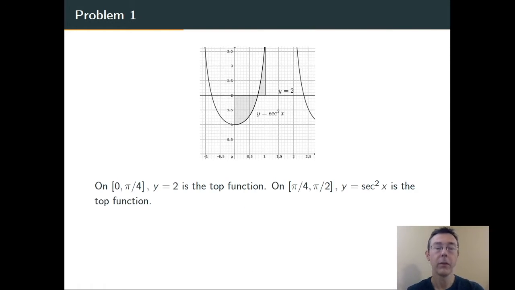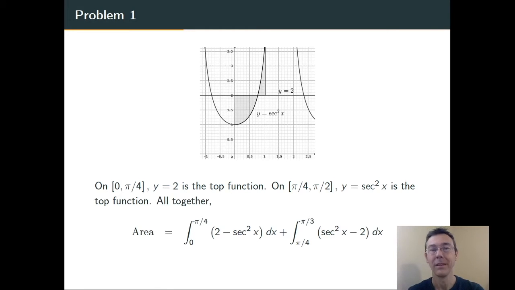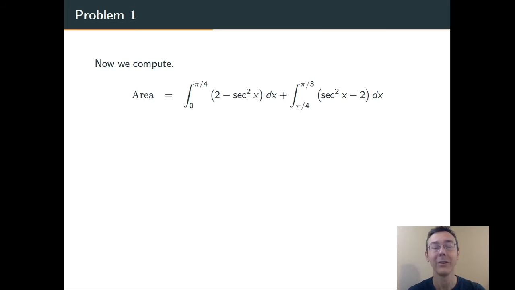So, to summarize, between 0 and pi over 4, y equals 2 is the top function, and between pi over 4 and pi over 3, y equals secant squared x is the top function. So we can write that shaded area as 2 integrals. From 0 to pi over 4, top minus bottom: 2 minus secant squared x. And from pi over 4 to pi over 3, top minus bottom: secant squared x minus 2. Now we just need to integrate.